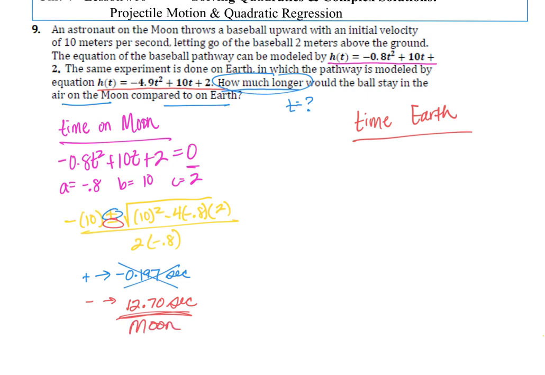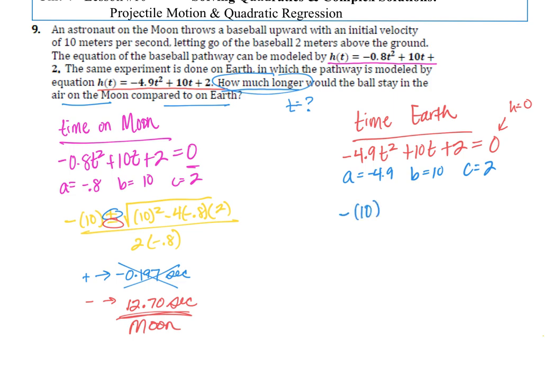Now let's solve for Earth. Our Earth equation is negative 4.9t squared plus 10t plus 2. And again, we are setting this equal to 0 because it will stay in the air until it hits the ground, and that's at a height of 0. So for this one, our A value is negative 4.9, our B value is 10, and our C value is 2. So we have negative 10 plus or minus the square root of 10 squared minus 4 times negative 4.9 times 2, all over 2 times negative 4.9.